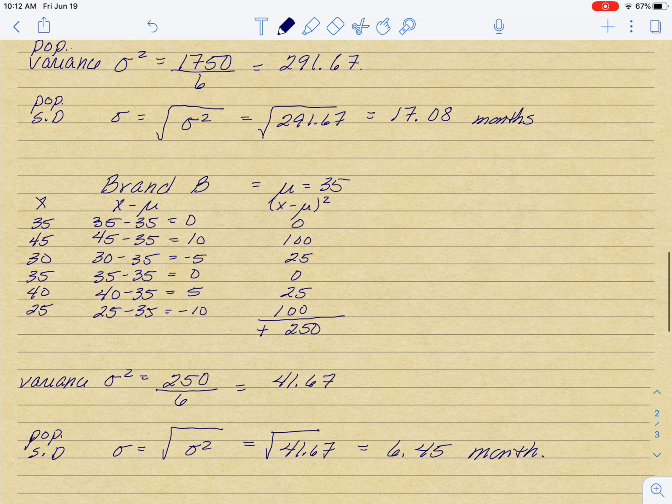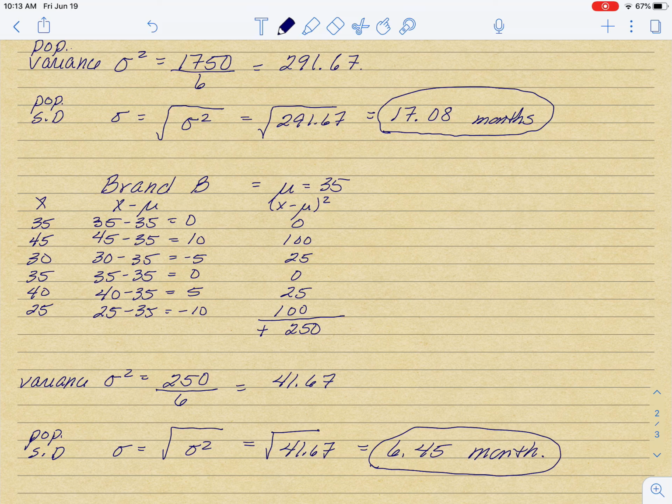So the standard deviation and variance here are quite different. The standard deviation for sample A was 17 months basically, and the standard deviation for sample B was 6.45 months. So that tells me that sample A has a much broader range of data than sample B. Sample B's data are much closer together. Okay, so that's how you do it with populations.